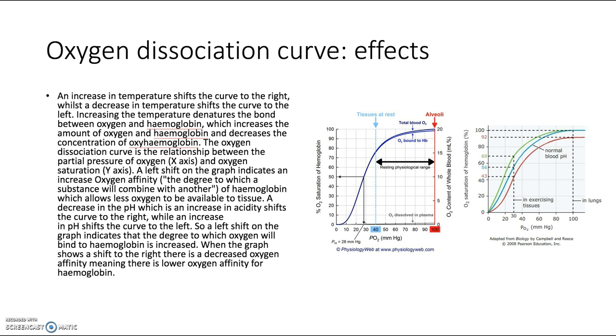When the graph shows a shift to the right, there is a decreased oxygen affinity, meaning there is a lower oxygen affinity for hemoglobin. During exercise, the graph will shift to the right because there is an increase in body temperature as well when we exercise.